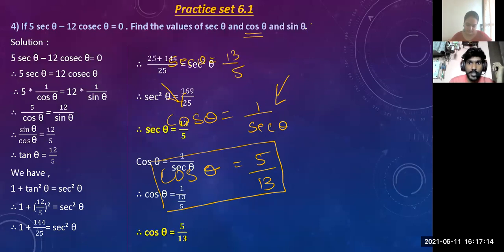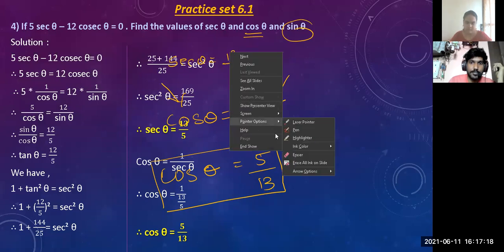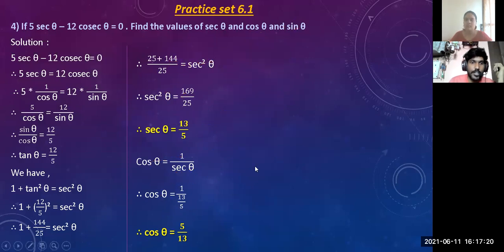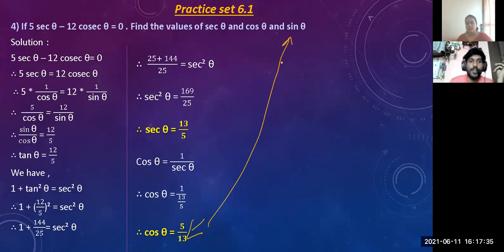Now one more, sine theta we have to find out. Can you tell me now how to find out sine theta? We know cos theta. We don't know cosec, right? No, but we have an identity which has a sine and cos. Which is that identity? Look at your formula book. Sine square theta plus cos square theta equals 1. Can you use that identity and find out sine theta?